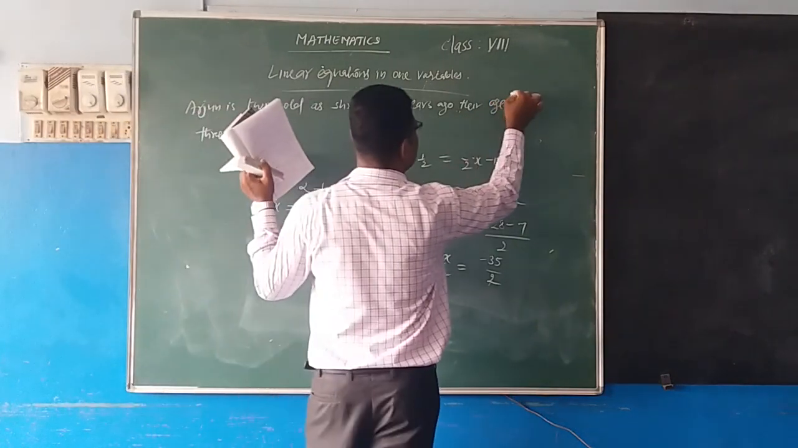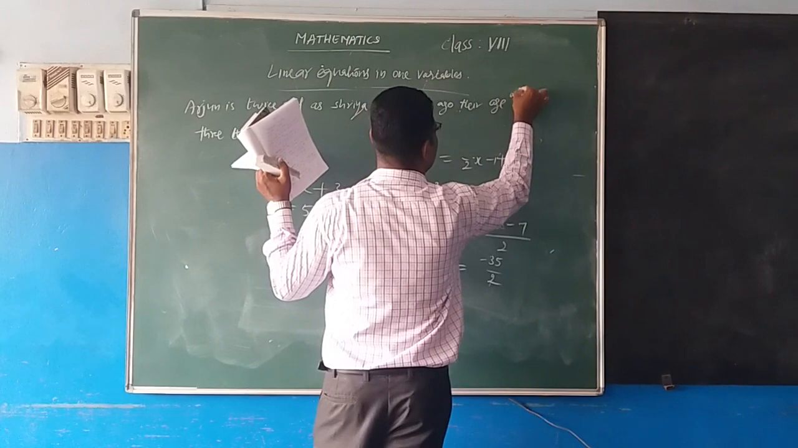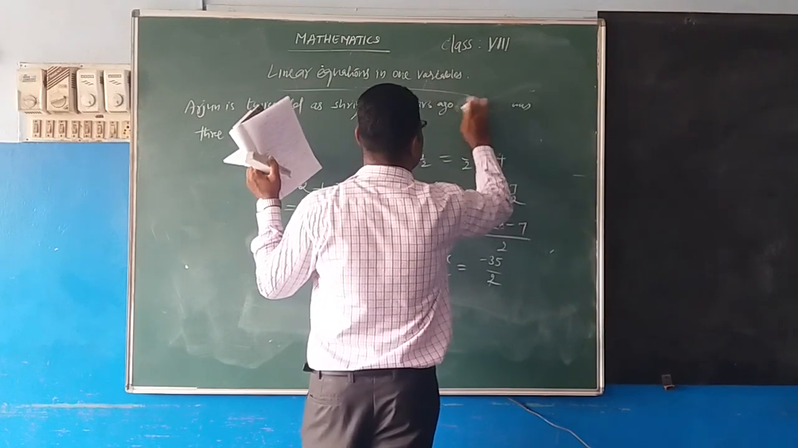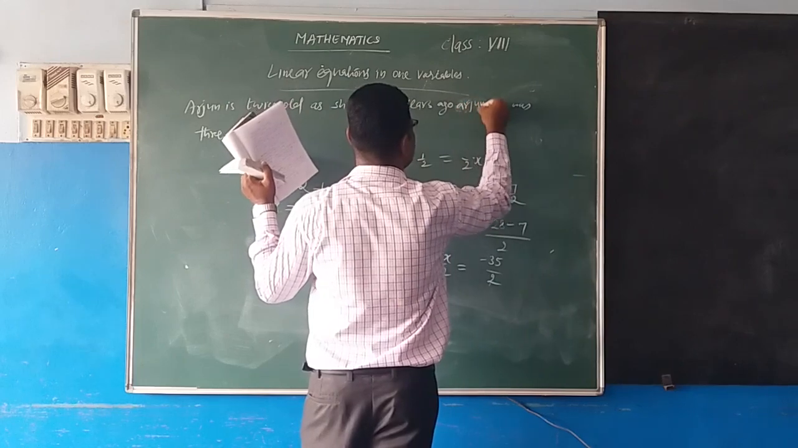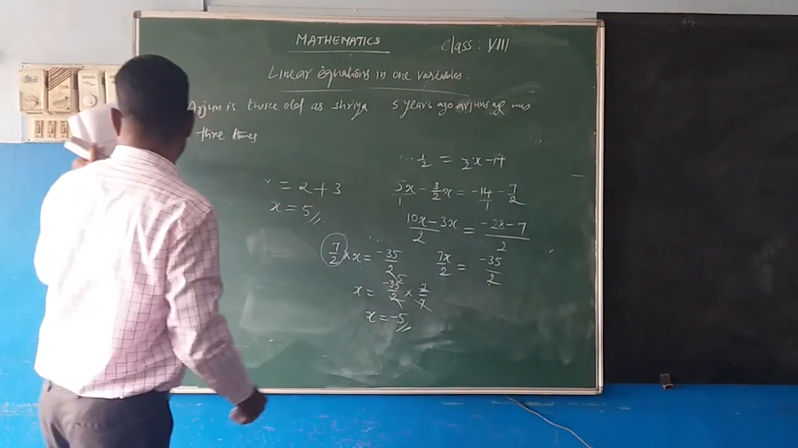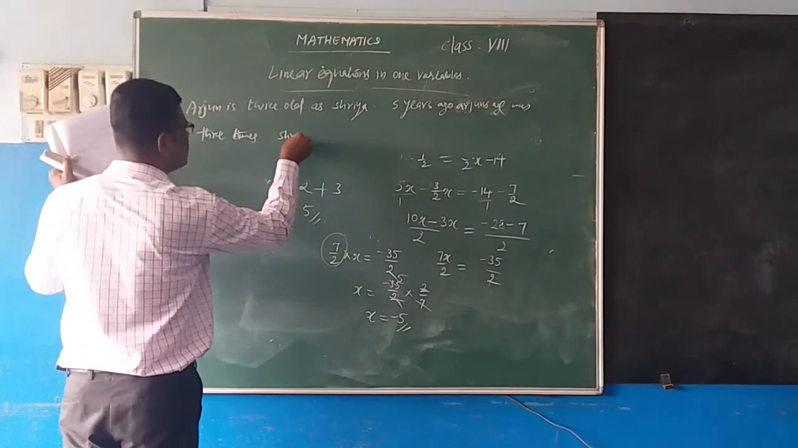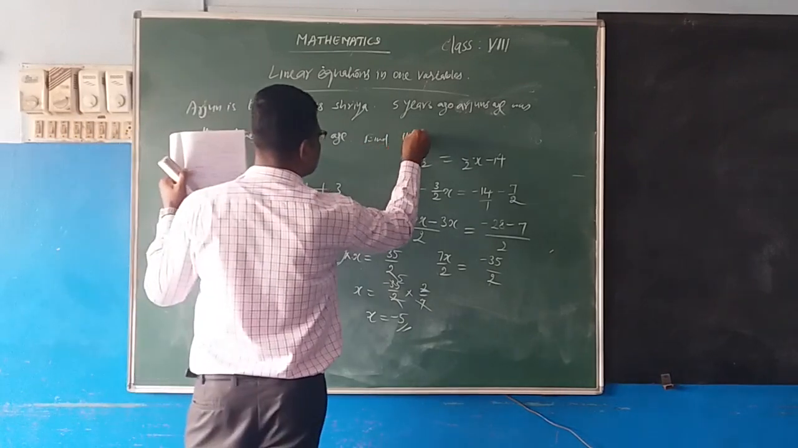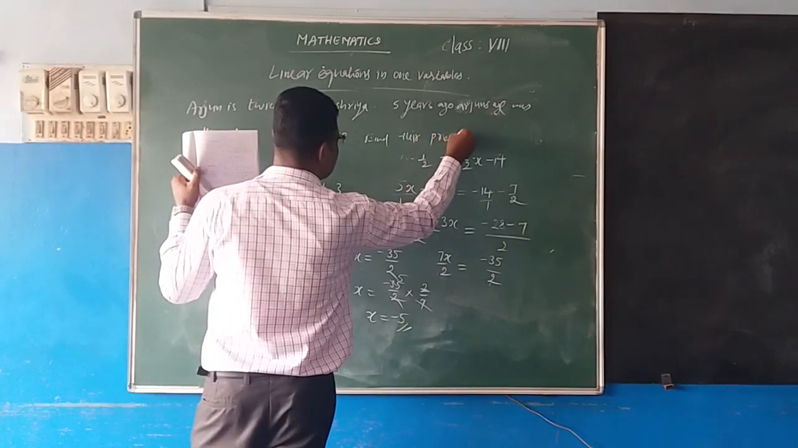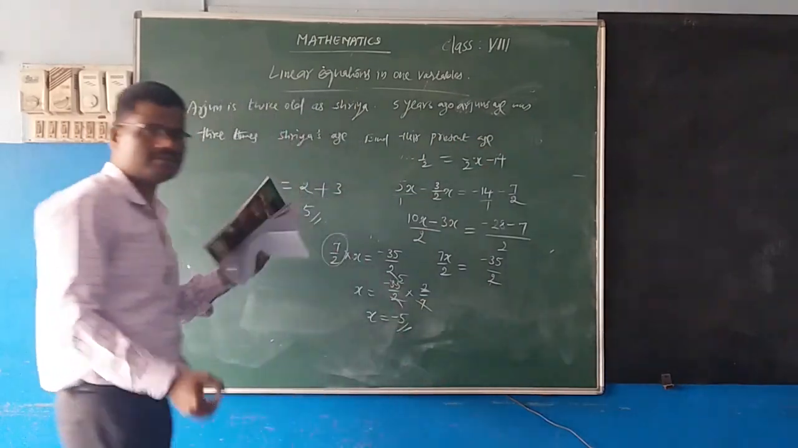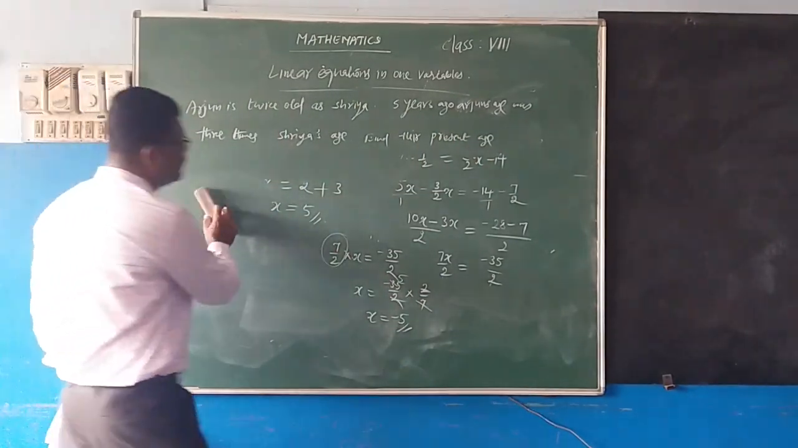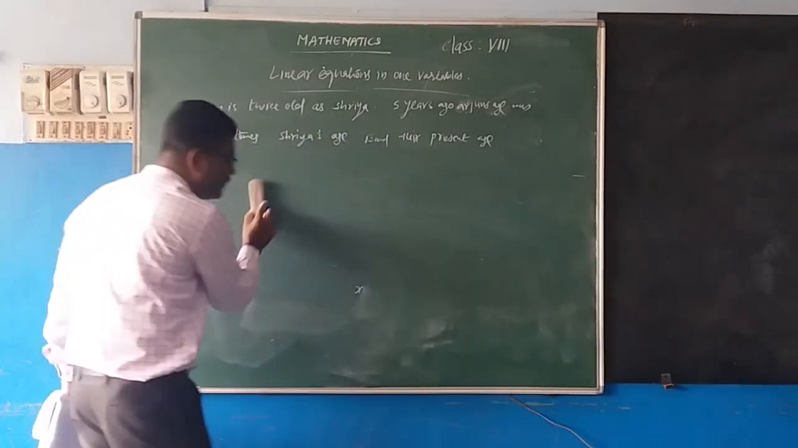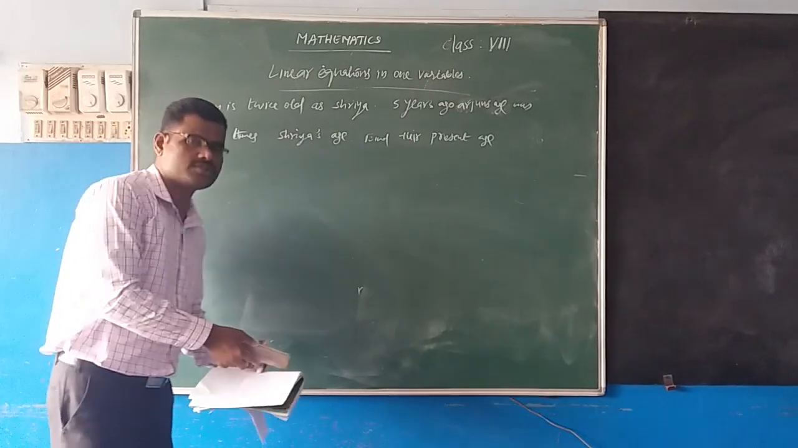Five years ago, Arjun's age was 3 times Shriya's age. Find their present age. We do not know the present ages of these two children, isn't it? So we need to find the values. The statement is given. First we need to write the equations.